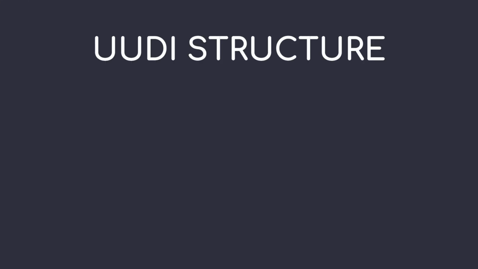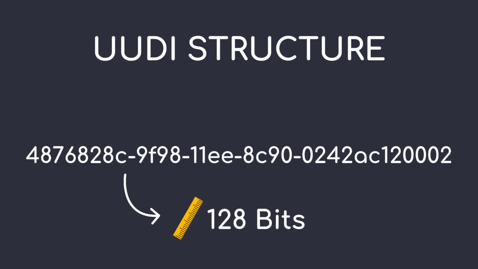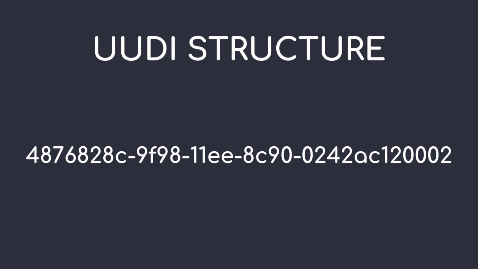Now, before we get into the security aspect of UUIDs, I want to talk about the general structure of UUIDs. A UUID has a length of 128 bits. It contains 32 hexadecimal digits, which are separated into 5 different groups. The first group has 8 characters, the next 3 have 4 each, and the last one has 12. This results in a total of 32 alphanumeric characters and 4 hyphens.